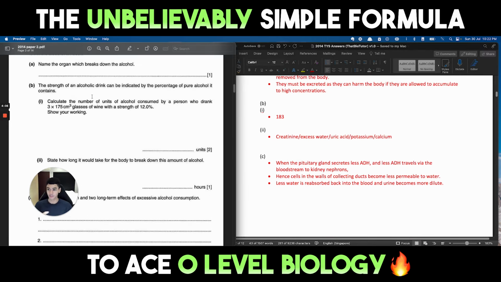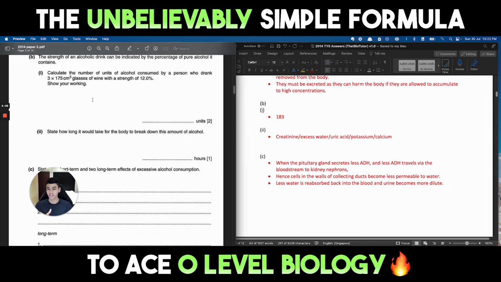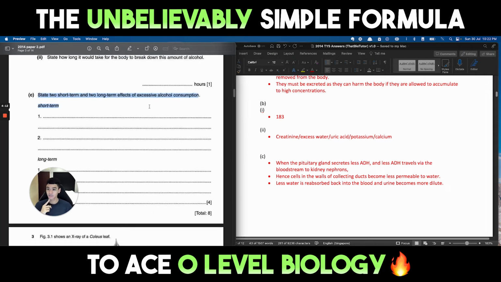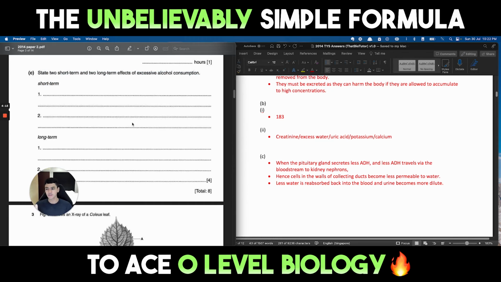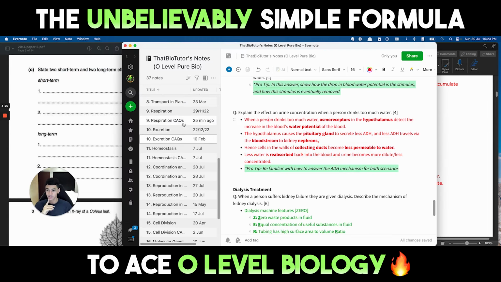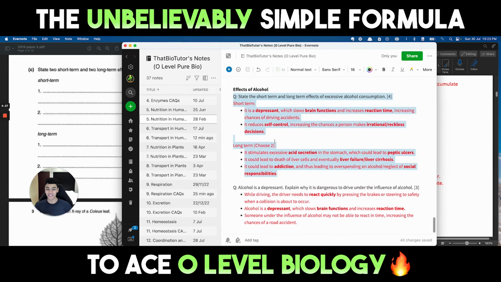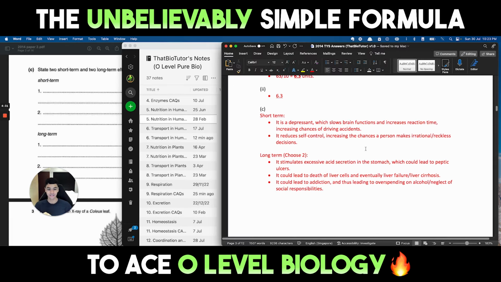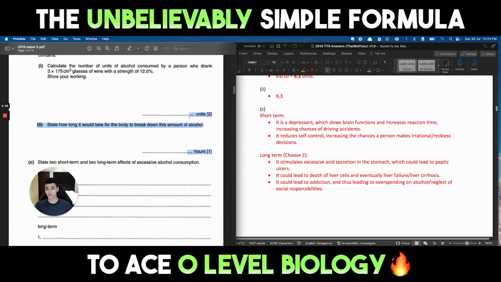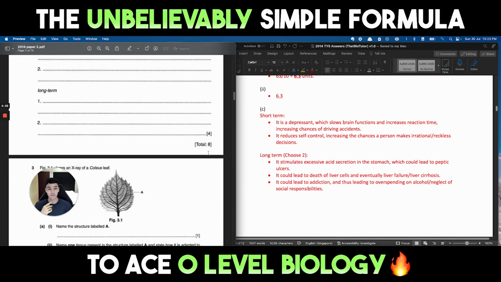Now let's continue. This one's some primary school level of math question, which you will definitely get for free. Okay, state 2 short-term, long-term effects of excessive alcohol consumption. Negative impacts of alcohol. And this is topic 5 in nutrition in humans. Let's look at the CAQs. Oh, look at that. It's the same question. So yeah, just choose 2, and then you just copy-paste, and that's what I did. 4 marks is mine. And then this one, you should also get the full mark. So congrats. You'll get basically full marks for this question for free.